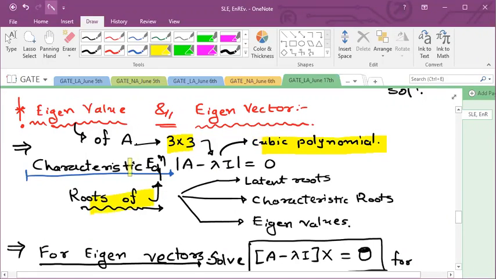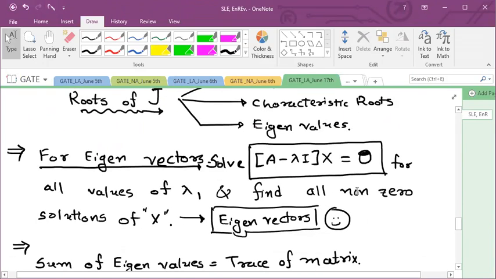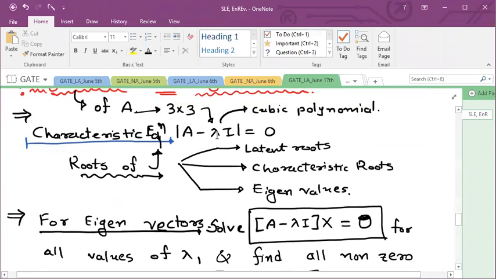Now, roots of this characteristic equation, that is, values of lambda, are called latent roots or characteristic roots, or properly known as eigenvalues. So properly, or famously, they are known as eigenvalues. But in a question, they may ask you to find latent roots or characteristic roots. And this is the definition of eigenvalue only, right?